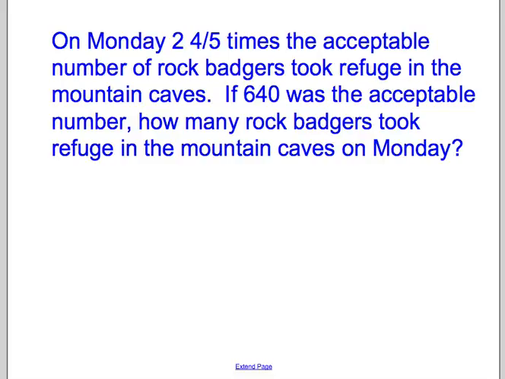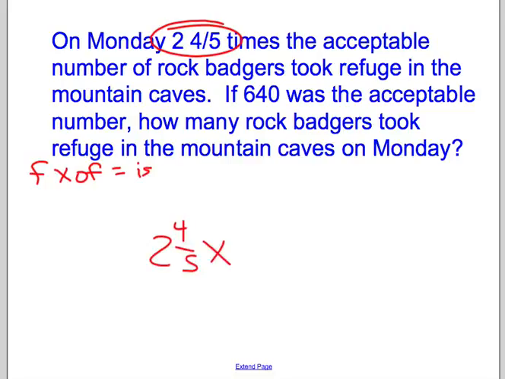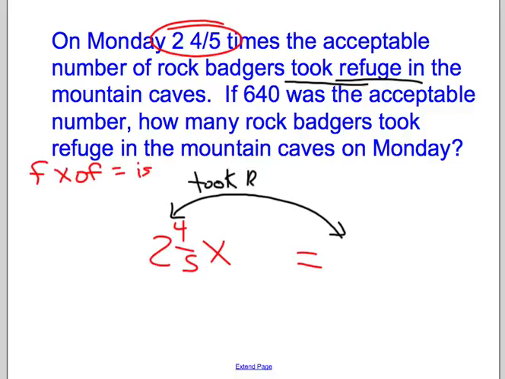We know we have a fraction, don't we? The fraction is 2 4/5, and we know that our form is F times of equals is. So the fraction goes first, 2 4/5. Then I'm going to put times and equals. I'm also going to go ahead and draw my line here. Those were my happy faces on my other one, but here, 2 4/5 times the acceptable number of rock badgers took refuge. So the item that this 2 4/5 represents is the number that took refuge.